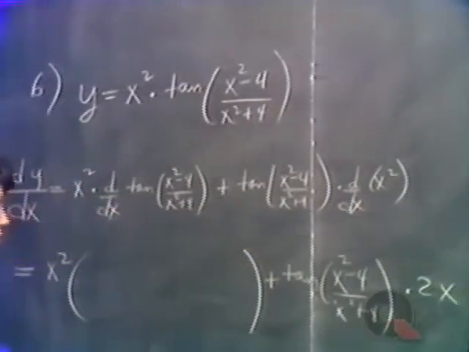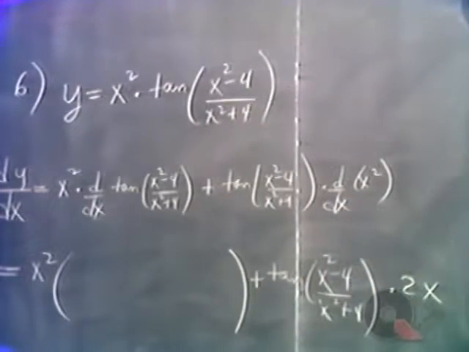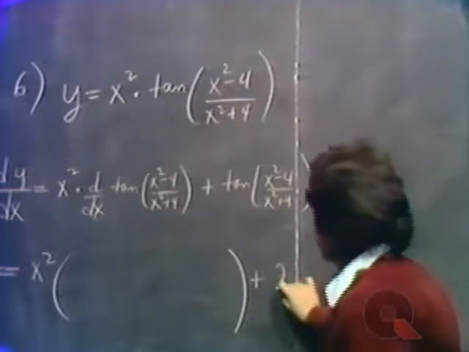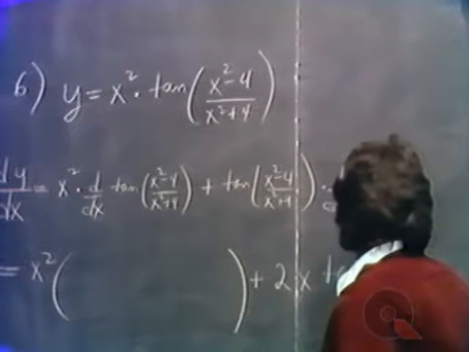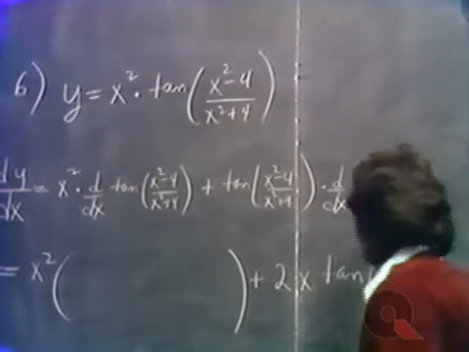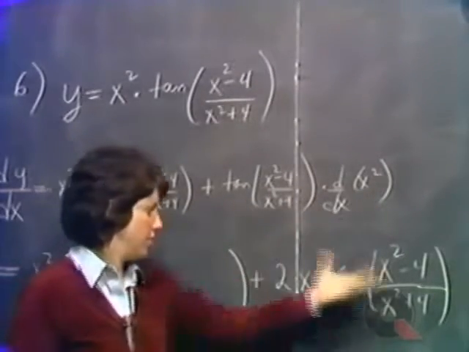Now, here the derivative of x squared, of course, is just 2x. In fact, if it looks a little ambiguous, you can simply move the 2x in front and make it 2x tangent of x squared minus 4 over x squared plus 4. Second times the derivative of the first, which is 2x times this.